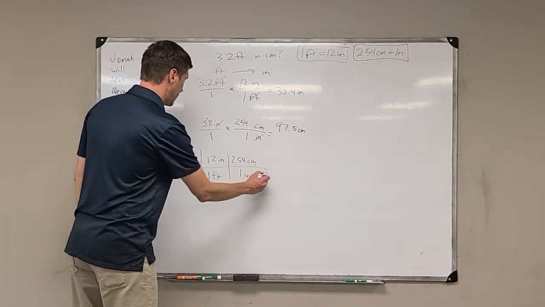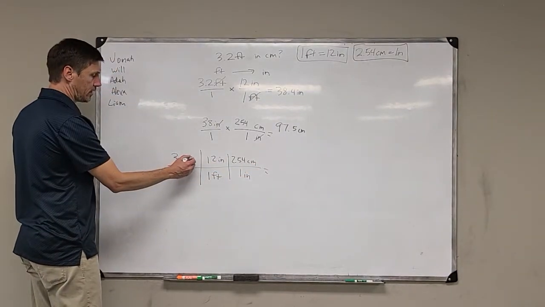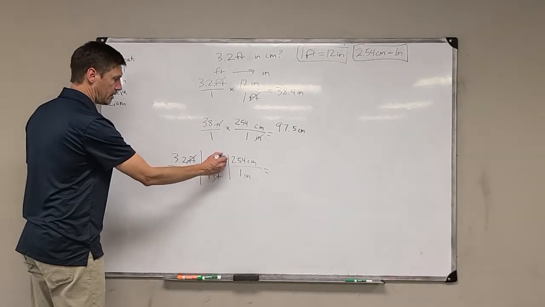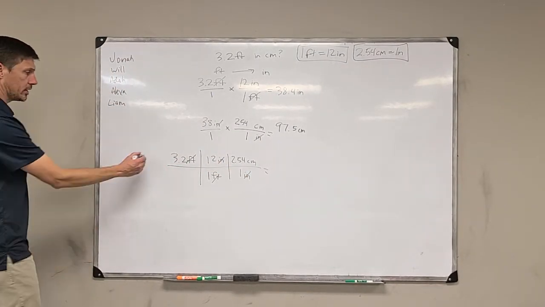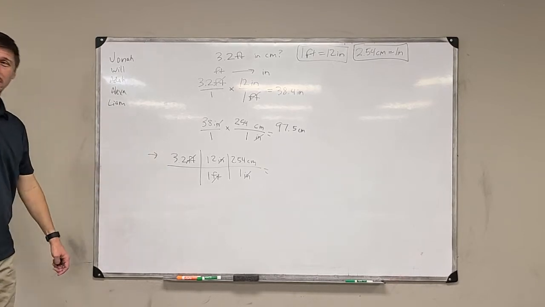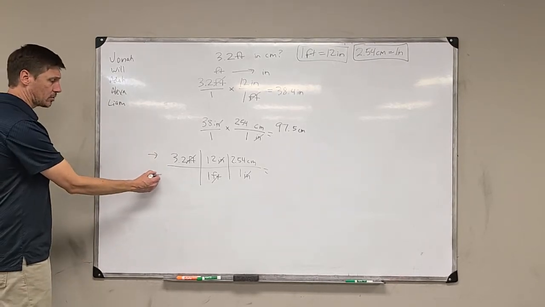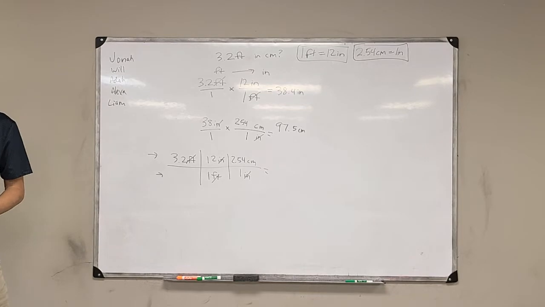And so what this allows me to do by doing it like this is to see very clearly that feet cancels out here, inches cancels out here, and I'm left with centimeters. And so everything that's on the top, I'm going to multiply together. If I'd had a number besides 1 on the bottom, I would divide by that number.